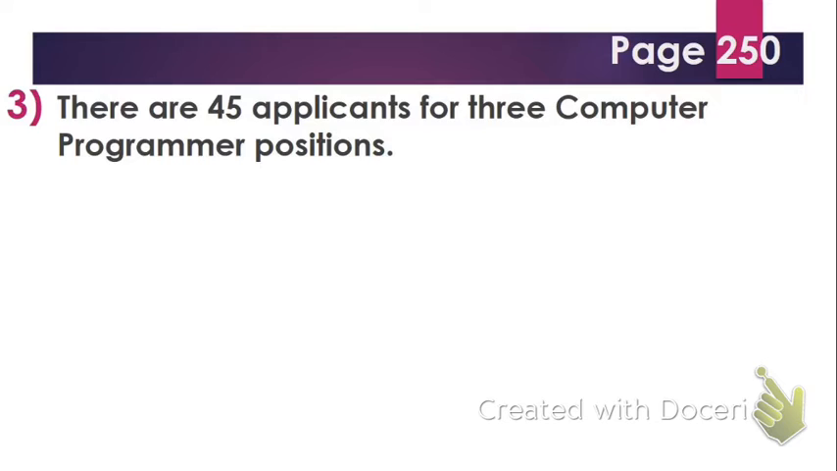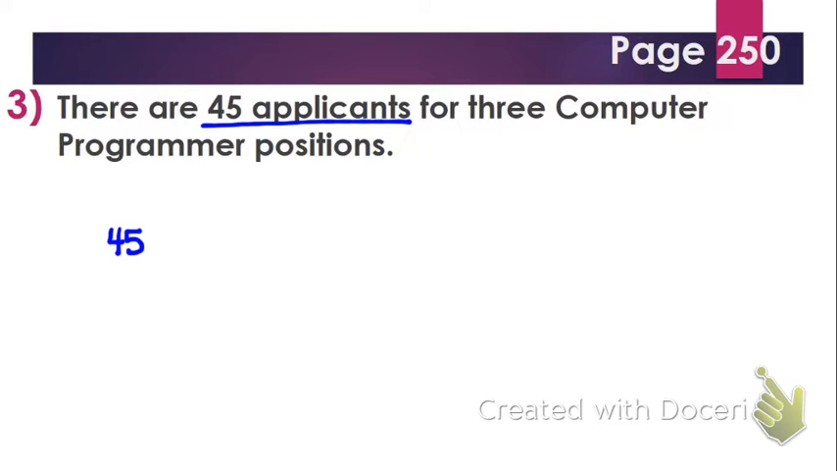There are 45 applicants for 3 computer programmer positions. What number should I put down first? 45. How many people are going to be selected? 3 people are going to be selected. Does the order matter? Will these people be treated differently at all? Will their responsibilities be different at all? So is it a combination or a permutation?